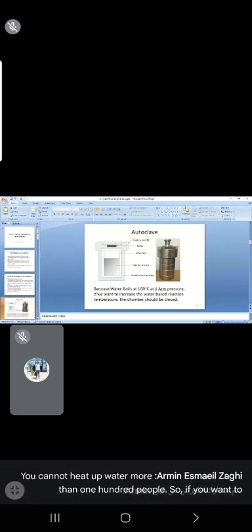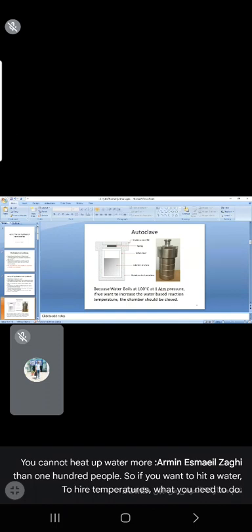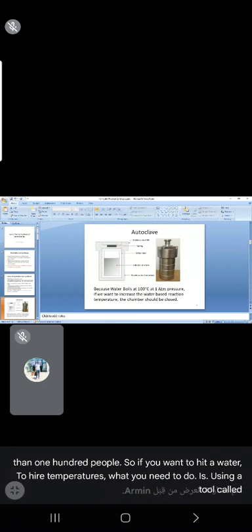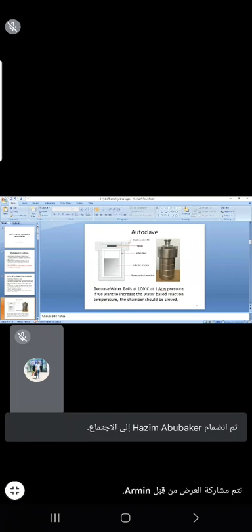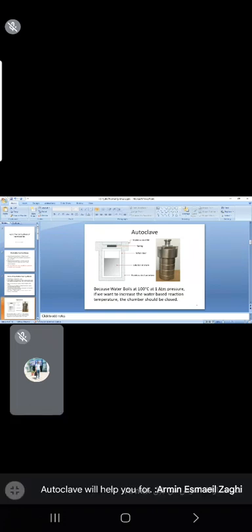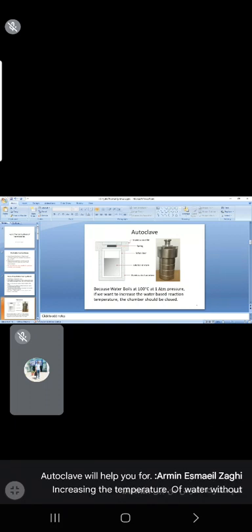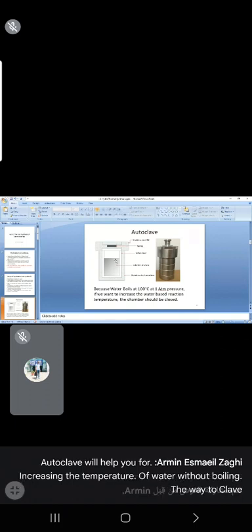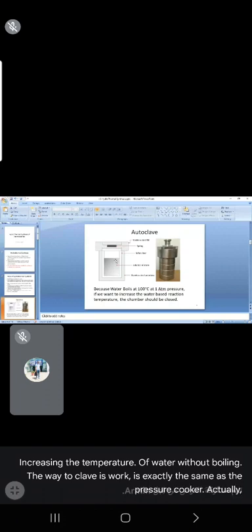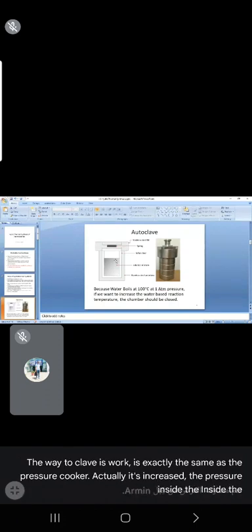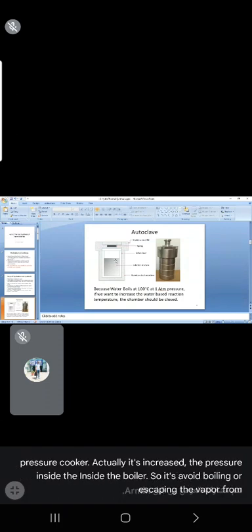So if you want to heat up water to higher temperatures, what you need to do is use a tool called an autoclave. The autoclave will help you increase the temperature of water without boiling it. The way an autoclave works is exactly the same as a pressure cooker. It increases the pressure inside the boiler, so it avoids boiling or vapor escaping from your vessel.